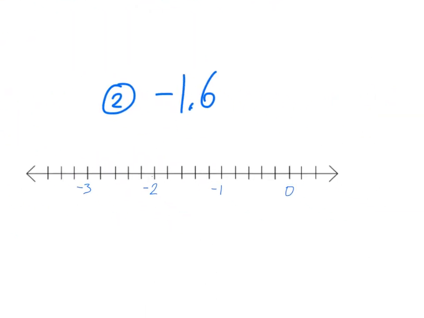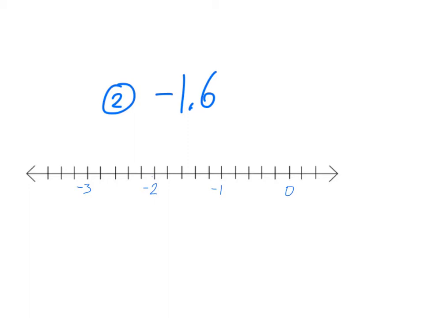Now let's go over here. How about negative 1.6? First of all, it's negative, and they didn't give us a fraction. This time they gave us a decimal. Here's our number line, and let's see, 1, 2, 3, 4, 5. So 5 marks in between 0 and 1, and then 1, 2, 3, 4, 5 there, 1, 2, 3, 4, 5 there.